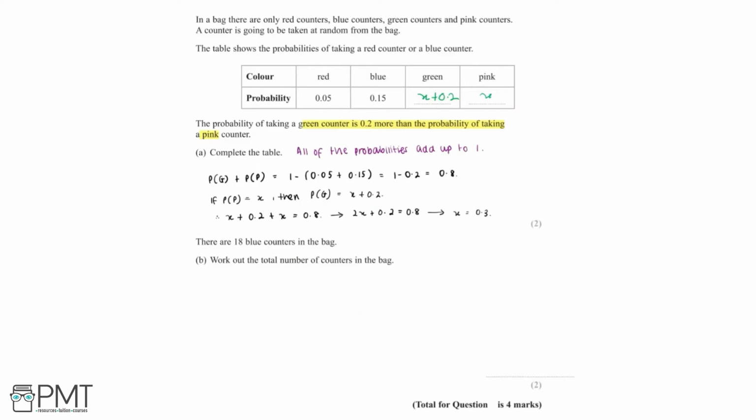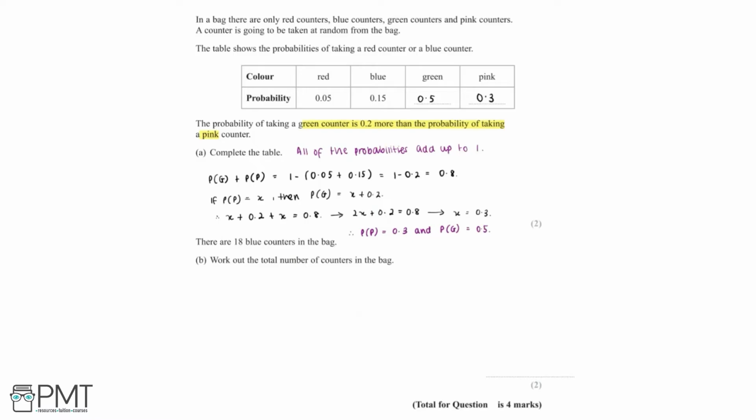Now if x is equal to 0.3, we can say that the probability of taking a pink counter is 0.3. And since the probability of green is x plus 0.2, the probability of taking a green counter is equal to 0.3 plus 0.2, which is equal to 0.5. And so we've now completed the table by finding that the probability of taking a green counter is 0.5, and the probability of taking a pink counter is 0.3.